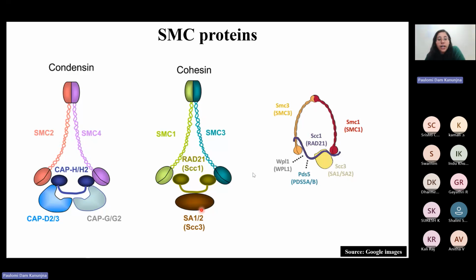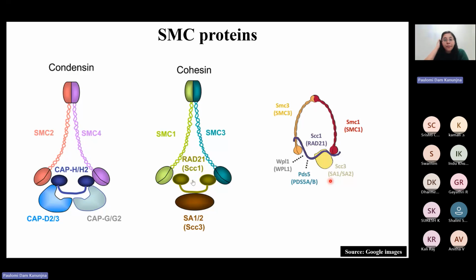Right? So you have long coiled arms, and you have this hinge domain, which is here. All of these are structurally very similar proteins. They will have the hinge domain, which is basically the V shape. So you have this V shape, you have supercoiling, and you have this ATPase head domain.